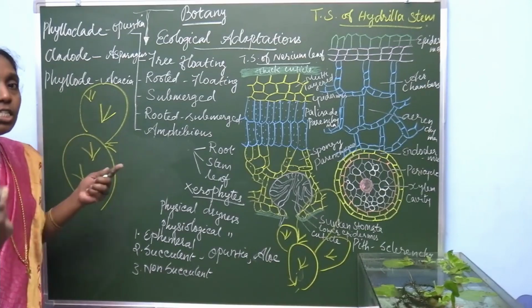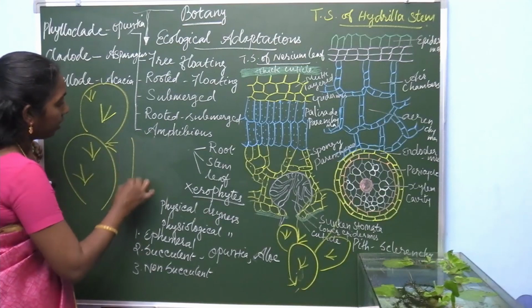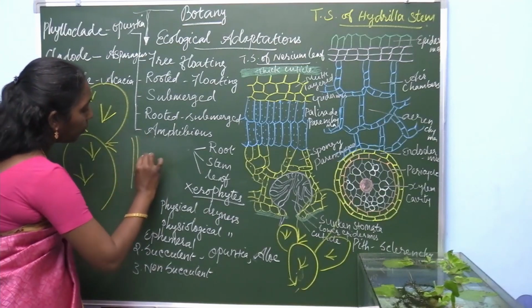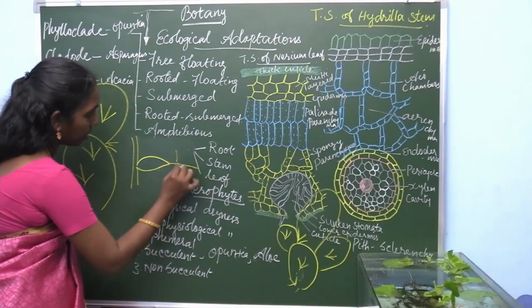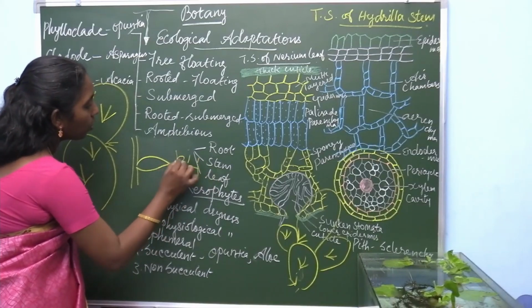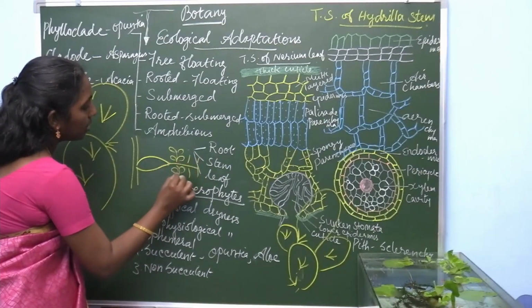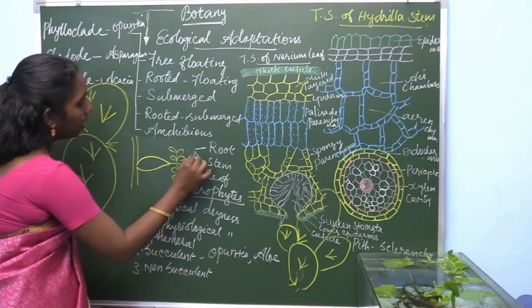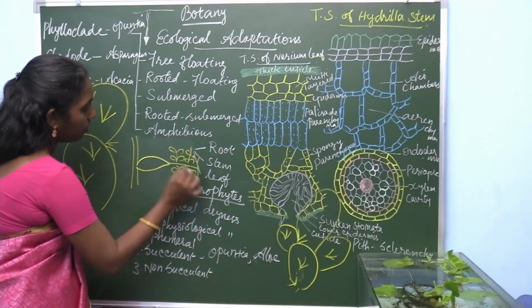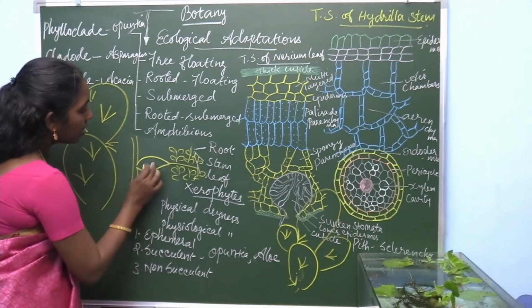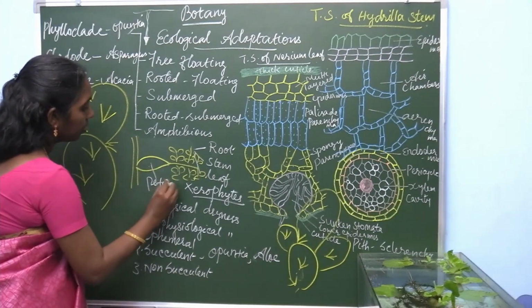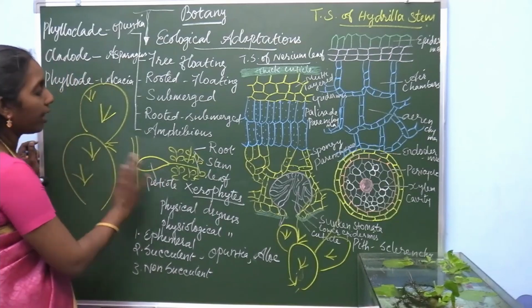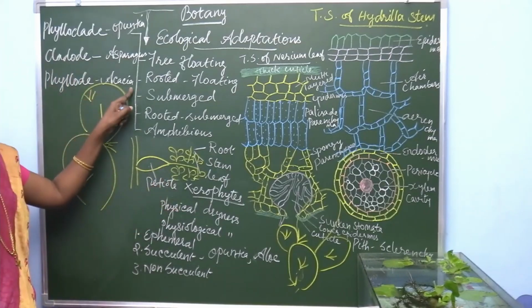Here the petiole is modified into a flat leaf-like structure and the leaves are reduced. This is the natural leaf. The leaves are reduced in size and this is the petiole. Petiole is flattened: phyllodes, Acacia.